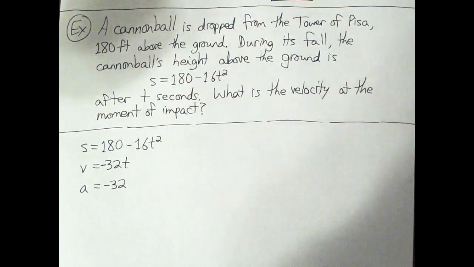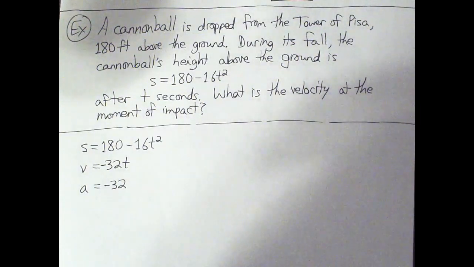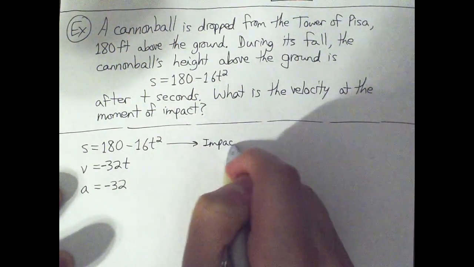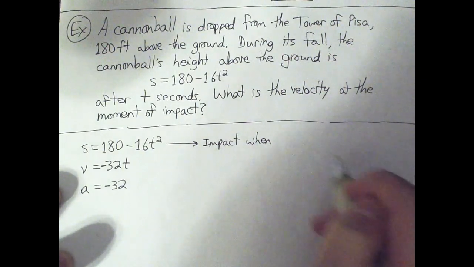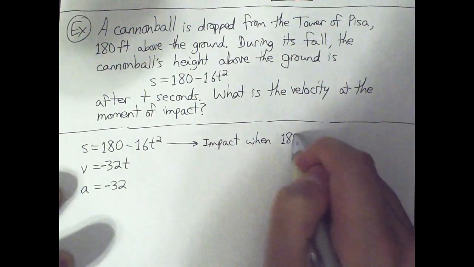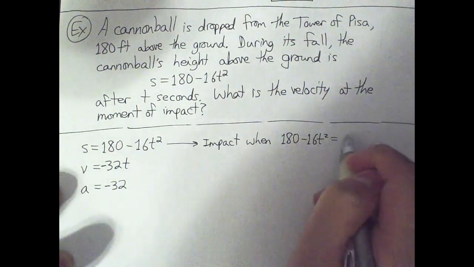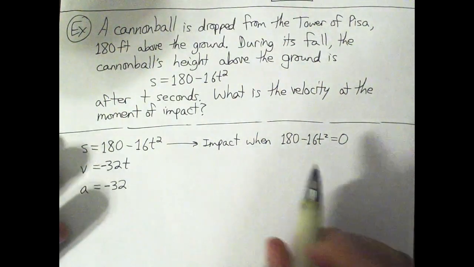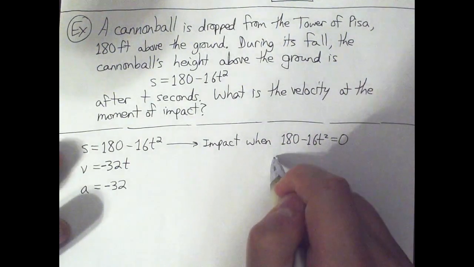So when do we think the impact happens? I guess you could say that this is similar to part C of the previous problem that was asking when does the rock land. The moment of impact is going to be when the cannonball lands. So how about we say that the impact happens when 180 minus 16t squared equals 0, because that's when the height above the ground is 0. Can we solve for t from this? Well, let's see what happens.